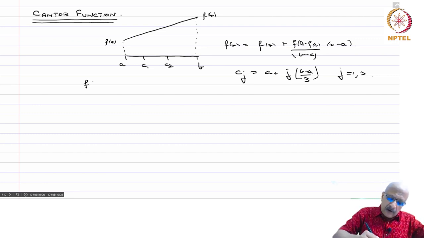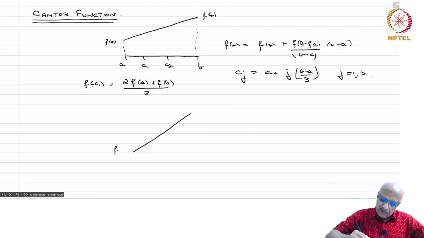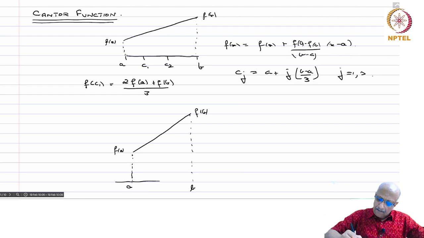The value at C1, f of C1, is equal to, of course, because it's a linear function and we are taking the 1/3 point, 2 times f of A plus f of B divided by 3. Now we define the next iterate of this function. So again let me draw it again. This is f of A, f of B, this is A, this is B, and you have C1 and C2.